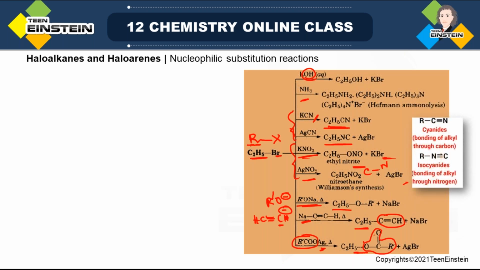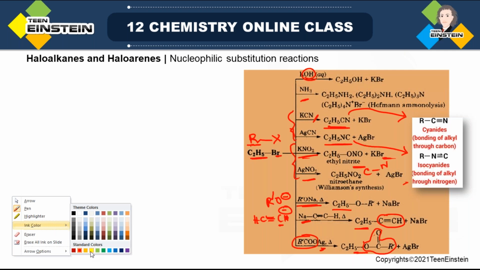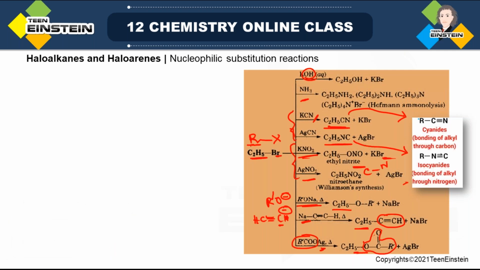Here we will elaborate on when it is RCN and when it is RNC, which are 2 different types of products. This is RCN, and C2H5NC is RNC. Try to understand the difference. When it is RCN, you have a carbon-carbon bond, and this is known as alkyl cyanide.